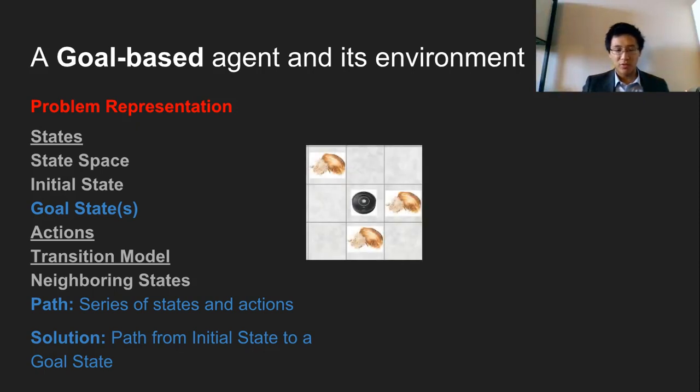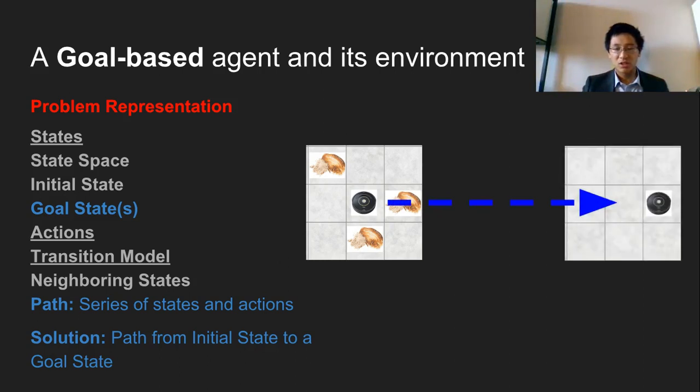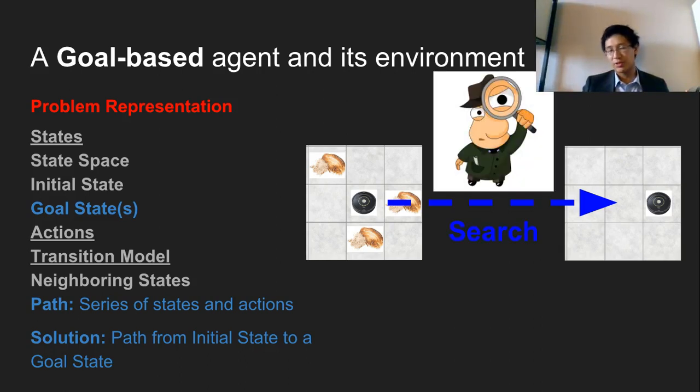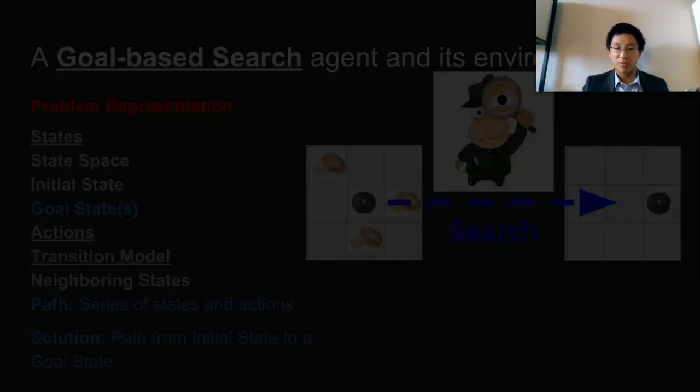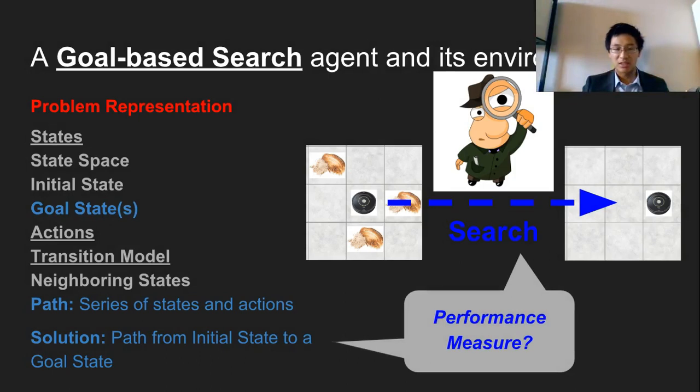So we're looking for some series of actions and states in between that get from here to perhaps here. And this process of looking for the goal state, trying to find a solution that gets us from the initial to the goal, is called search. Now, search is the focus of where our performance measure has to do with. So now it's a goal-based search agent, and now we can finally ask questions about, well, how did it perform? And it might be a measure having to do with the solution itself.